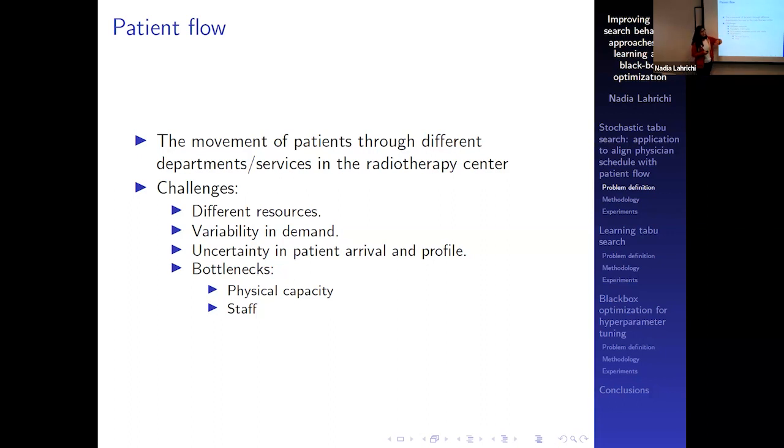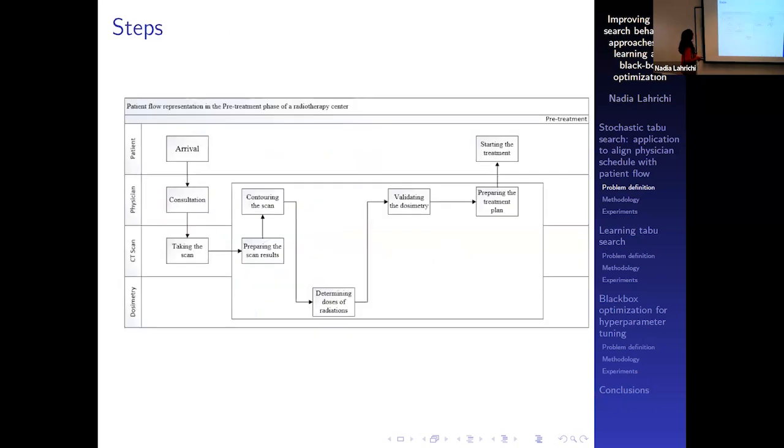You have variability in demand because usually you do not know exactly when people are coming. You also have variability in the number of people, when they are coming, and what type of people are coming. So you have all this uncertainty to handle. And the bottlenecks are usually the different resources, the machines in this case, or the staff. So this is a very large background on the patient flow if you want to optimize it.